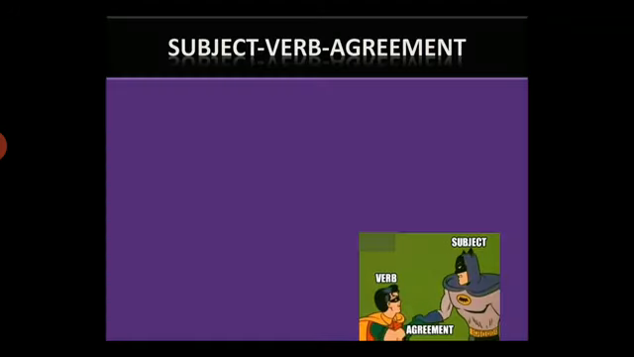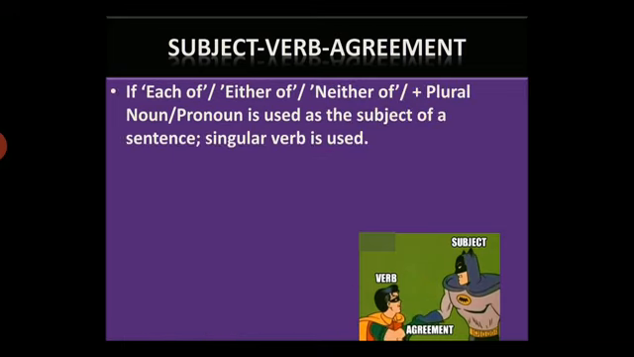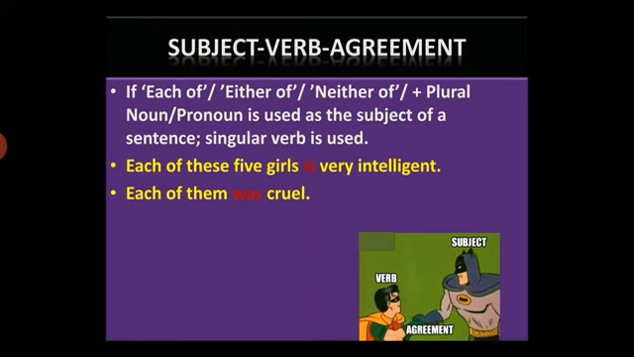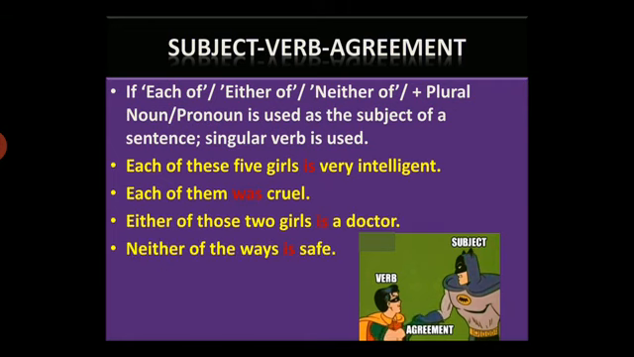If we use distributive pronouns like each of, either of, neither of, and then we use plural noun or pronoun in the sentence, they become the subject together. So they denote a singular subject together. And that's why singular verb is used. Each of these 5 girls is very intelligent. In this sentence, each of them was cruel. Either of those two girls is a doctor. Neither of the ways is safe.